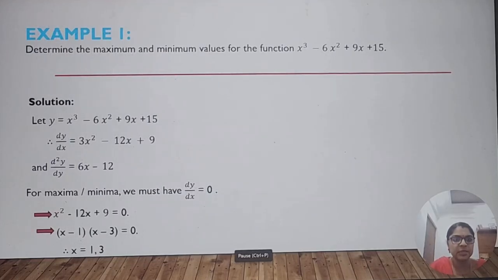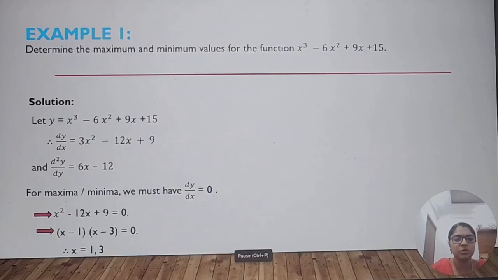So let us see the first example. Determine the maximum and minimum values for the function x cube minus 6x square plus 9x plus 15. We are going to find the maximum and minimum values for the given function. So solution, let us take the given function as y. So let y is equal to x cube minus 6x square plus 9x plus 15.